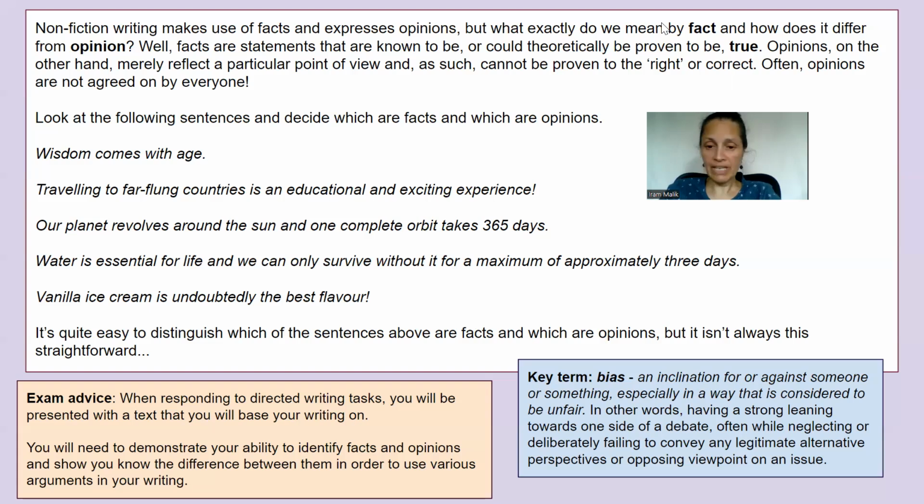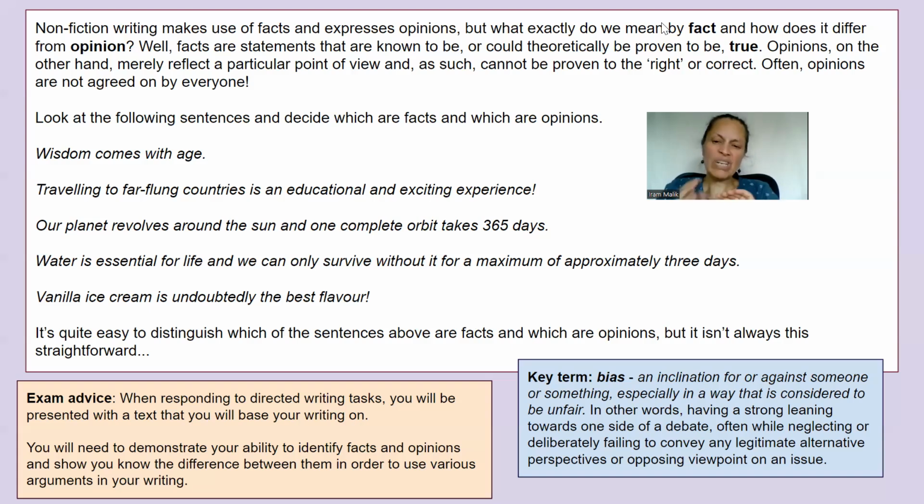And just to introduce a key term here. One of the things that at the beginning I said we're going to be looking at is bias. Now, just to make sure that you understand what bias is, I've got a definition here for you. It's an inclination for or against someone or something. So you favor something, a particular argument, or might be biased towards someone, and it's often unfair. So you might actually not want to consider alternative views.